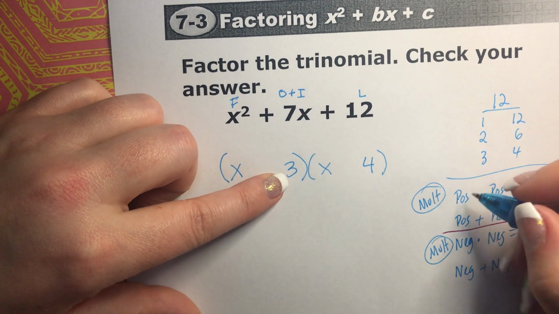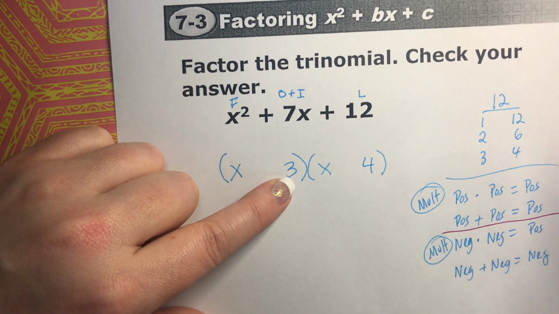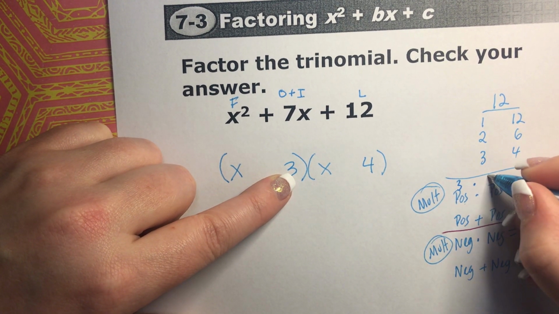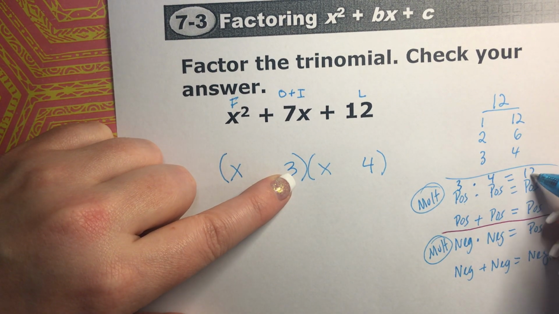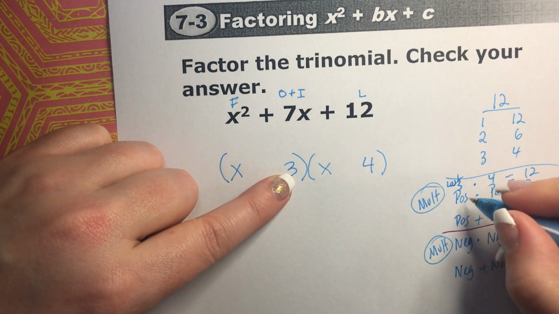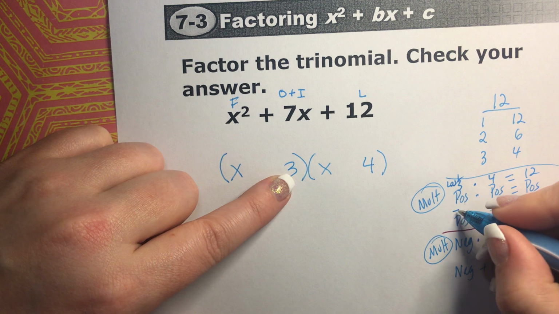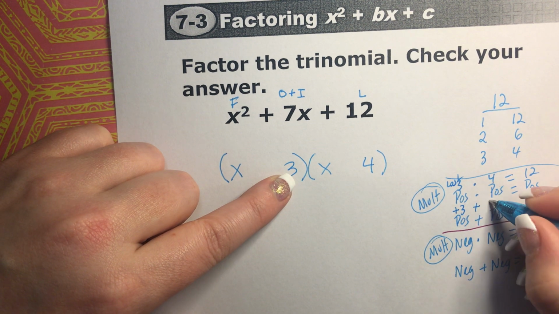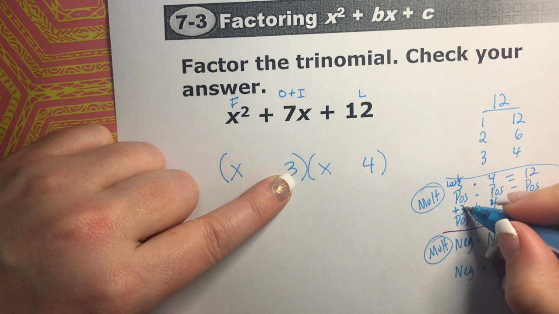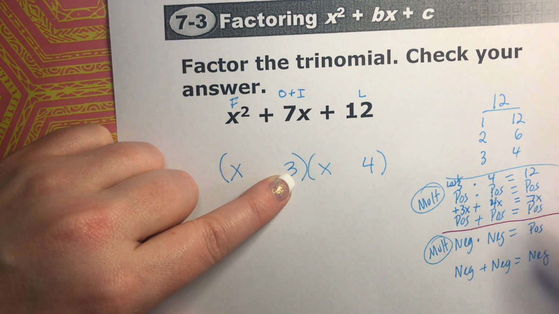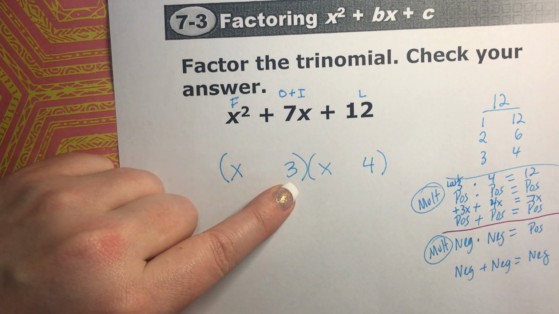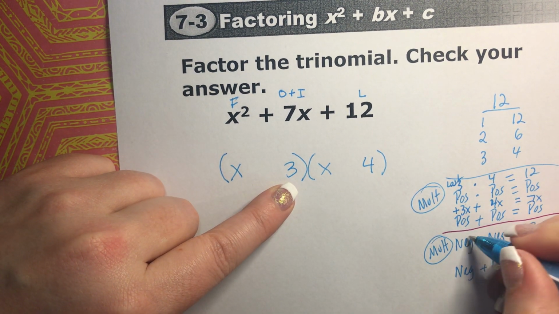Okay, so look here. To put this in the problem, we multiply 3 times 4, and 3 times 4 gives me 12. So that's my last term. That's how I get 12. But I also have to go plus 3 plus 4. So 3 plus 4 gives me a 7. Well, it's 3x plus 4x, which gives me that 7x, which is my outside. This is my middle term. Now, this is the other option.